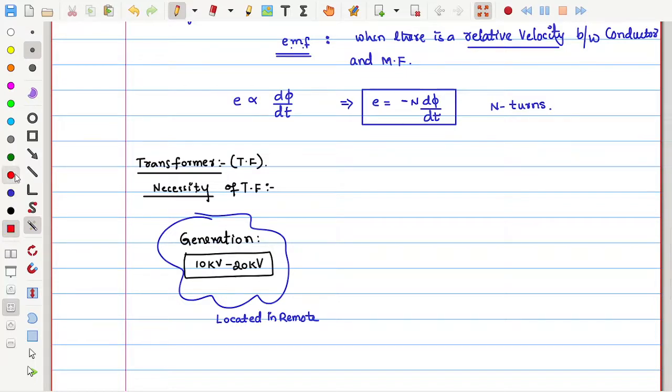And where do we have the requirement of the power? At the load centers. Load centers means where we need the power, like in towns or villages or industries.